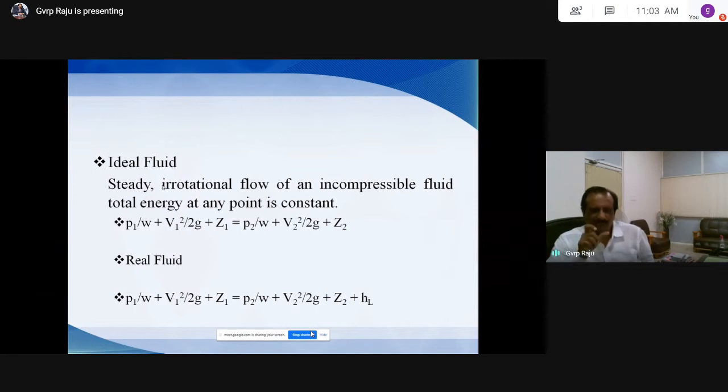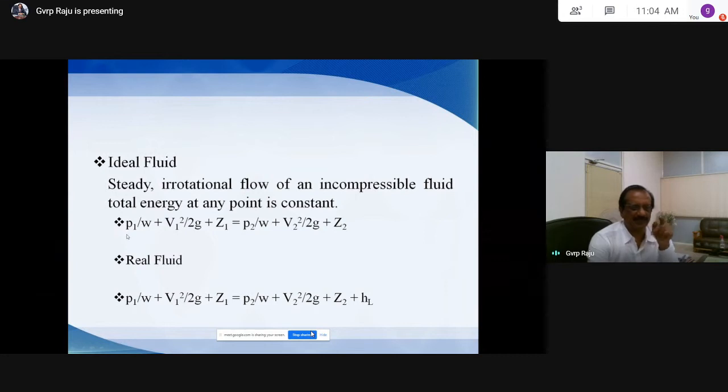So the total head, what is meant by total head? Total head at point 1, total head at point 2. So the total head is the sum of the pressure head, as you know. The pressure head at point 1 is P1 by W, and V1 square by 2G is the velocity head, and this is the datum head. The total energy, or the total head, is the sum of pressure head, velocity head and datum head.